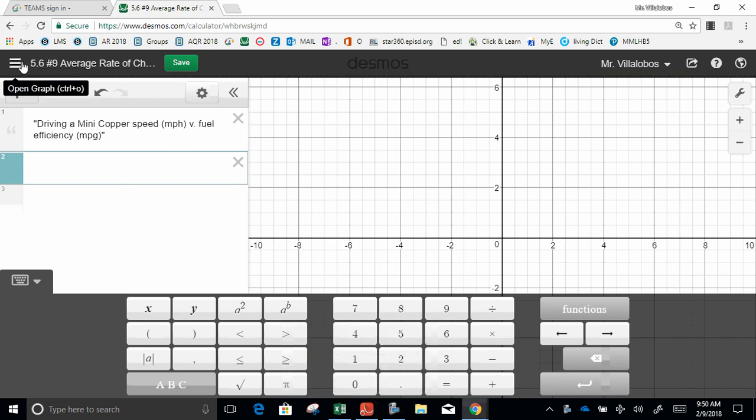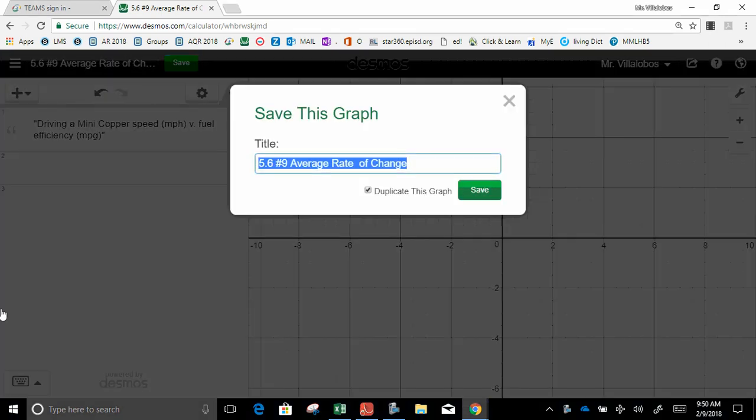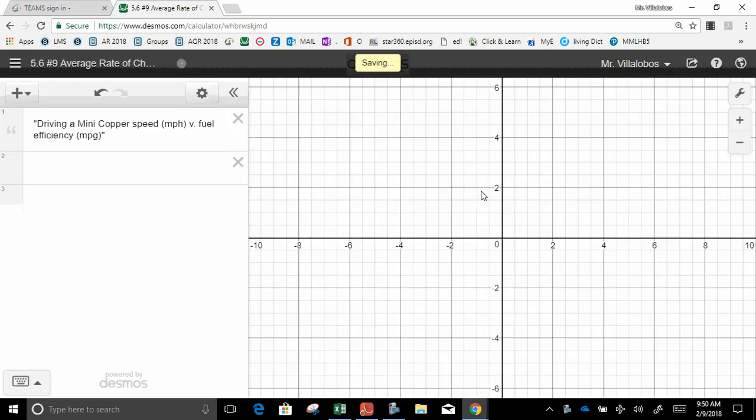So you should be here on your Desmos, and your title should be as follows: 5.6, number 9, average rate of change. Then you save it. Saving it. And then I read the text.